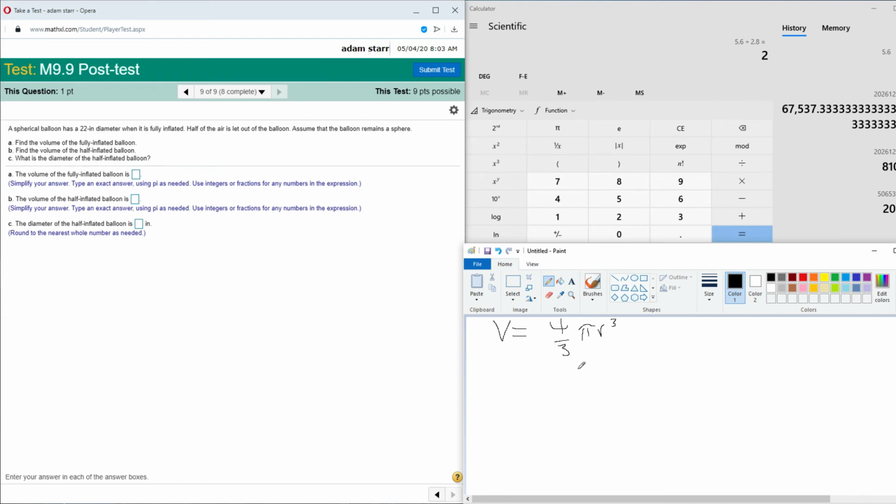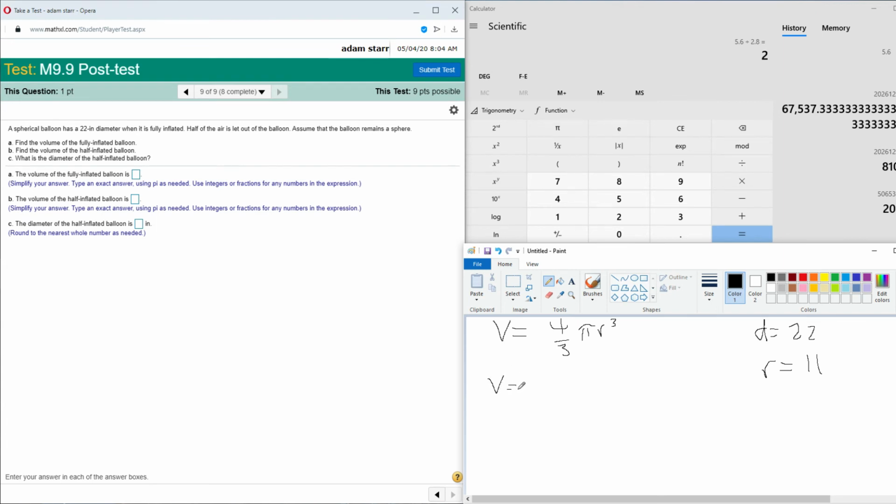Pi r cubed. It's also telling us what the diameter is. It's saying the diameter is 22, but we really care about the radius to be able to use our volume formula. So the radius is half the diameter. If my diameter is 22, my radius is going to be 11, half of it. So now we can find the volume of the fully inflated balloon, because now I have the radius.